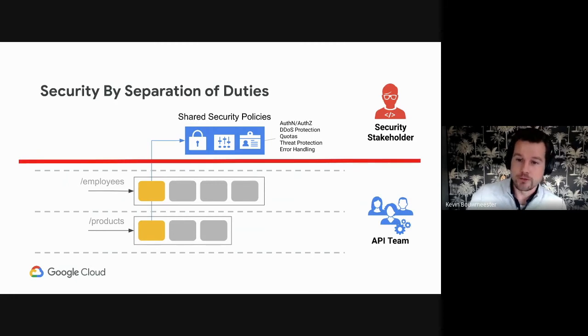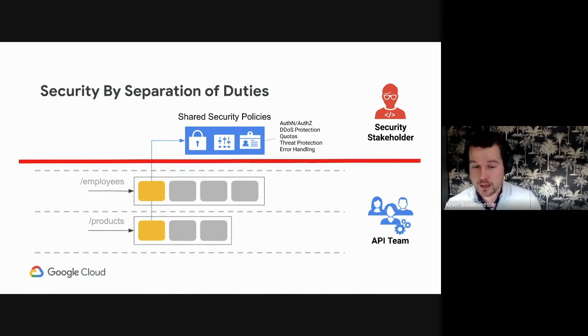And on top of that, it allows a separation of concerns, where a security stakeholder can concern himself with building the right security policies and making them available for all the API teams. And the API team who's defining the APIs and making sure that the APIs work can actually just pick and choose which security protocols they need for their solution.